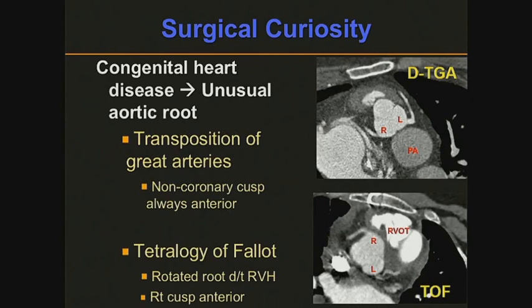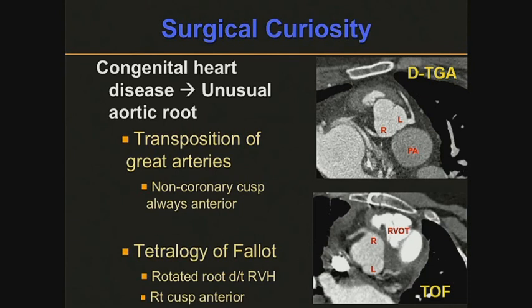The other thing that's a surgical curiosity is when people have congenital heart disease. When there's congenital heart disease, the aortic root could be normal for that type of congenital heart disease. People who have transposition of the great arteries, the coronary arteries follow which side? So in detransposition, the right ventricle's on the right side, left ventricle's on the left side. There is no switching of the ventricles, but the right and left coronary arteries are on the same side. But what you find is the non-coronary sinus is facing anteriorly. Normally it doesn't. Normally it faces the interatrial septum. And that's completely normal for this patient.